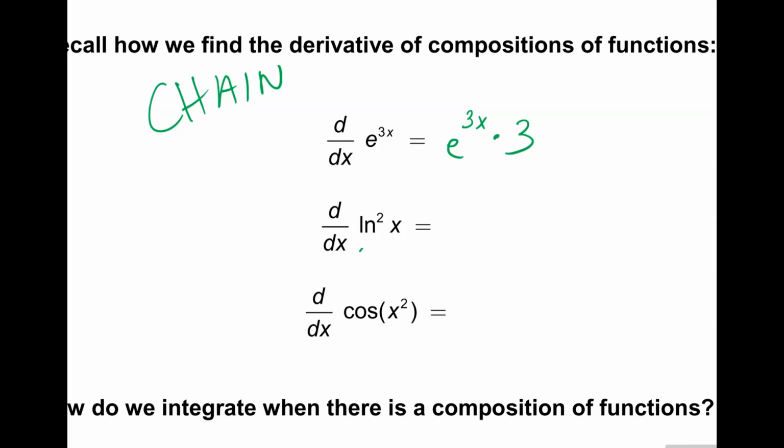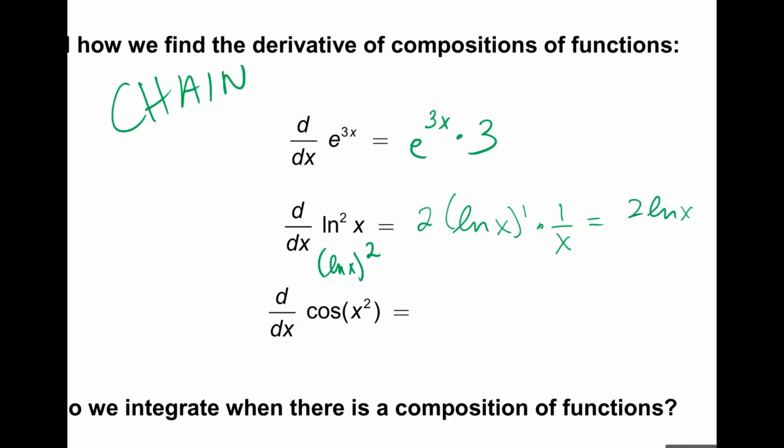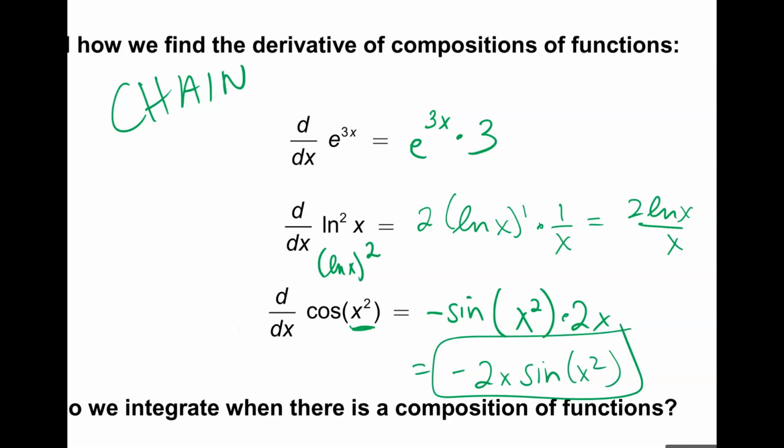Here, another way to write ln squared of x is going to be ln of x squared. So first thing I write is 2 times ln of x to the first power, then I must multiply by the derivative of what's inside, which is ln of x. So this is just going to be 2 ln of x over x. Remember, we're taking the derivative. Here, take the derivative of the outside function, so derivative of cosine is negative sine, and then you have x squared inside, and then you have to multiply by the derivative of x squared, which is 2x. So overall, we'll have negative 2x sine of x squared. So these are taking derivatives of composite functions.